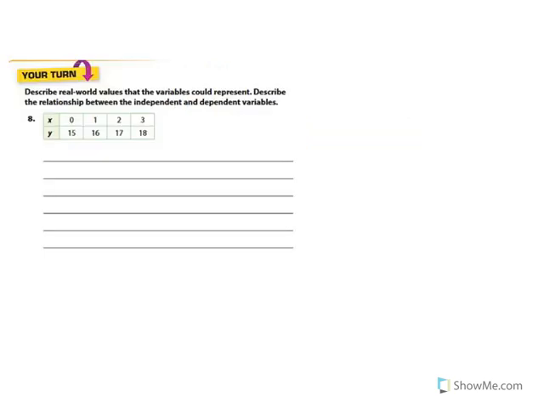All right, let's take a look at this one, and then let's use what we just talked about. Describe a real-world example of what's happening here. So when x is 0, look at what y is.